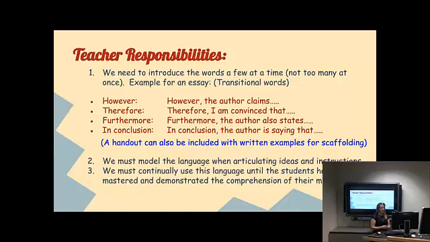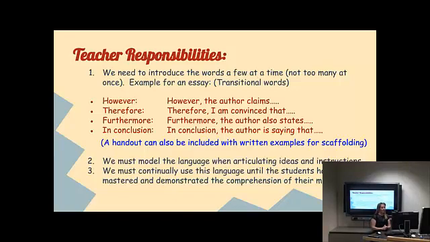An example for an essay, we would use transitional words. Words like however, therefore, furthermore, and in conclusion. I've given an example of how to use these words. However, the author claims, ... Therefore, I'm convinced that, ... Maybe perhaps insert an opinion there. Furthermore, the author also states, ... And in conclusion, the author is saying that, and then you kind of summarize what you've learned from the essay.